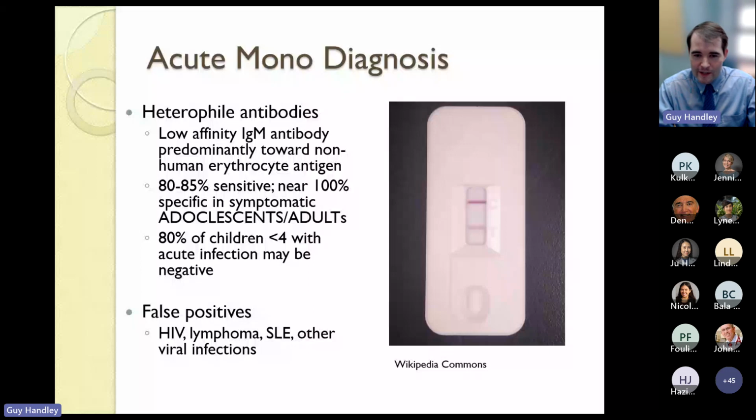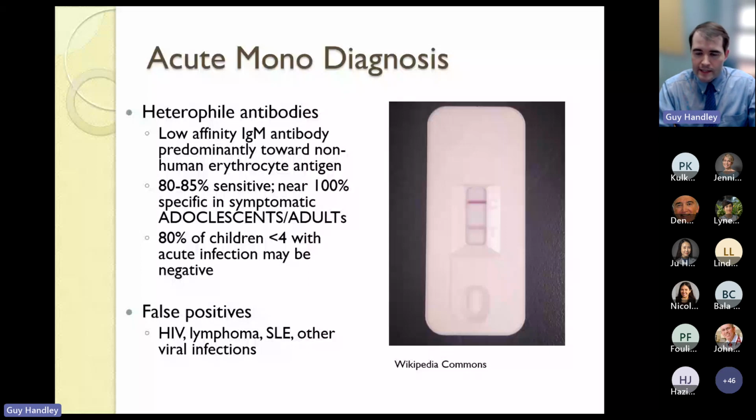In other situations, if it's a patient who's a little bit younger or a little bit older, and they don't necessarily have all the splenomegaly or the pharyngitis, it doesn't perform well in terms of sensitivity, and that's where some of our other serologies that we just talked about come into play. And it is prone to false positives in HIV, lymphoma, lupus, and other viral infections, particularly arboviruses. Another point is that in pediatric patients, especially children less than 4, it may be negative, and it often is. So it's not really reliable in pediatric patients.